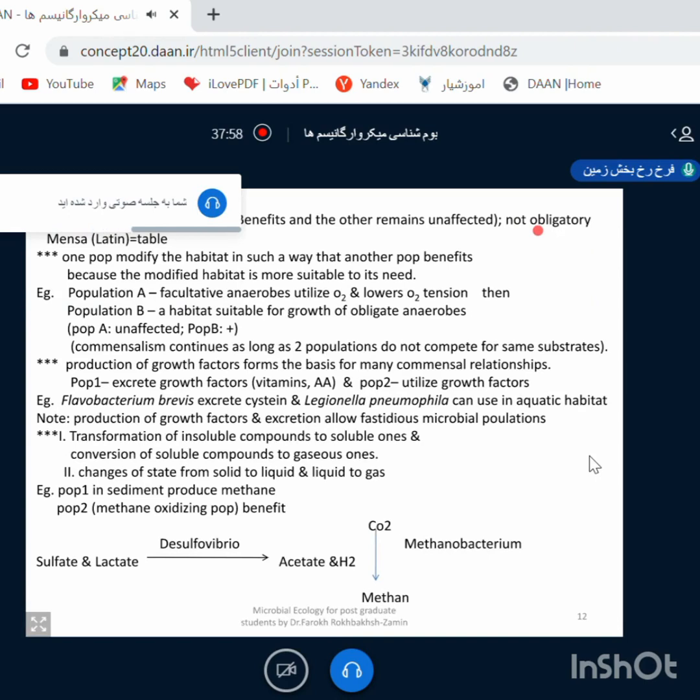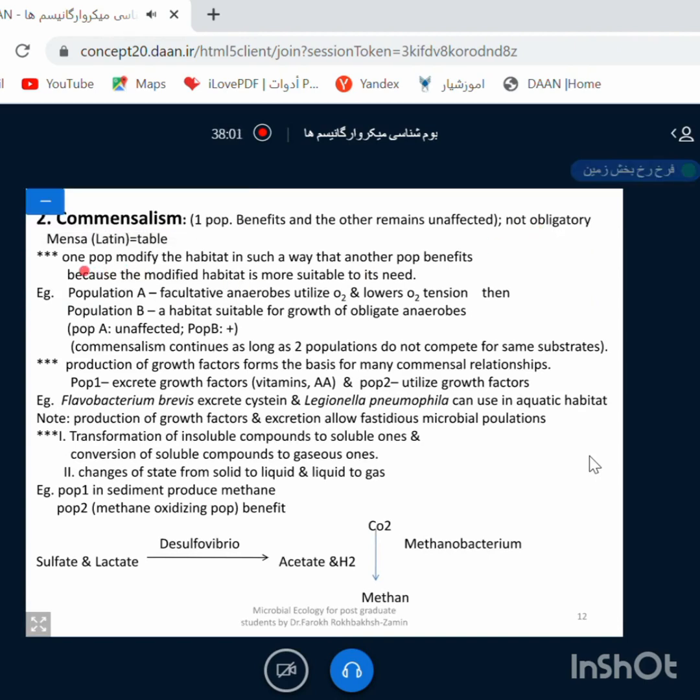Not obligatory. Okay, now some examples. Some microbial examples. Number one: one population modified the habitat in such a way that another population benefits. What this part wants to say.